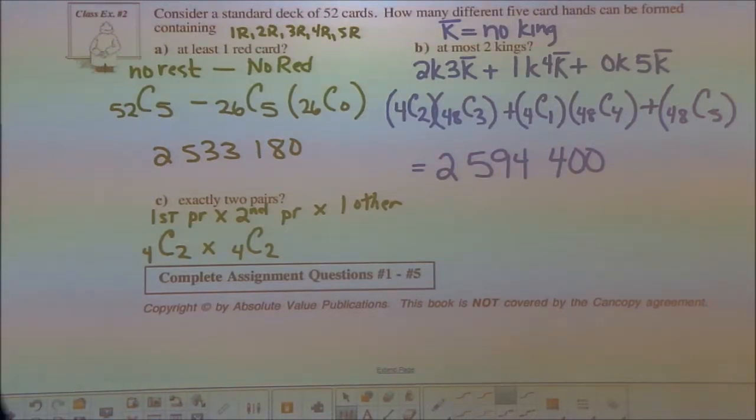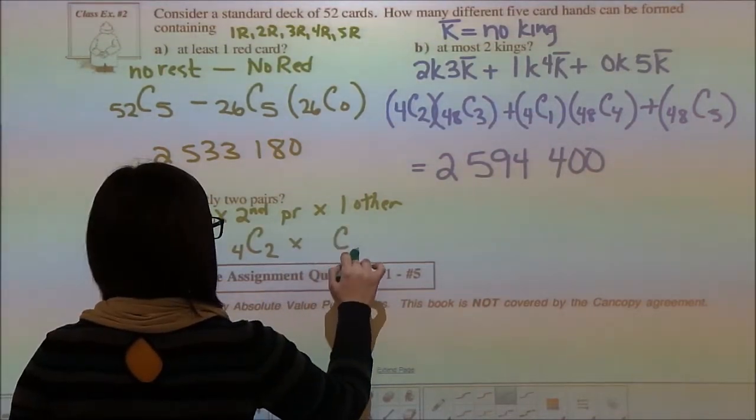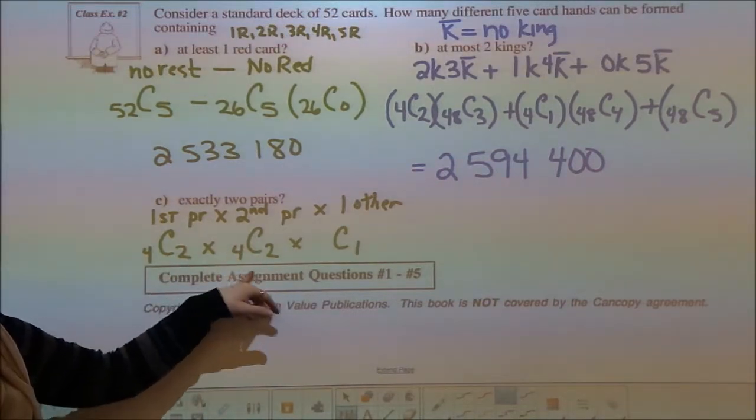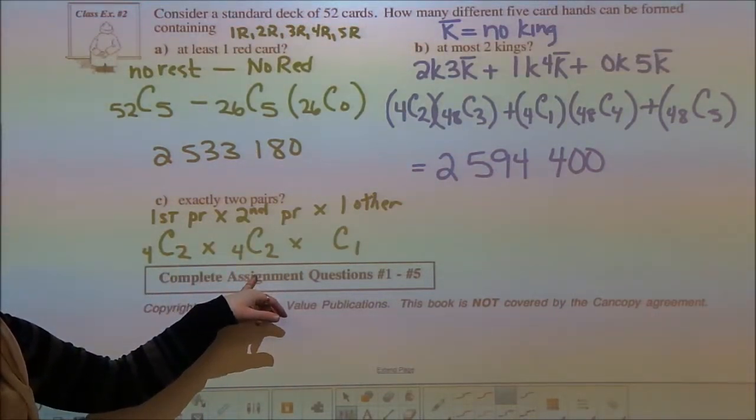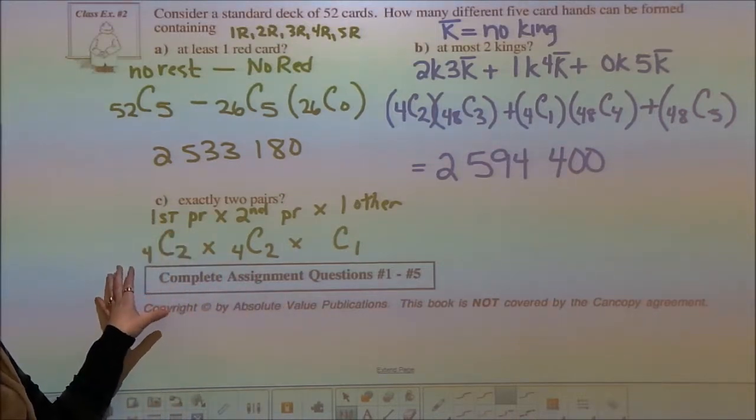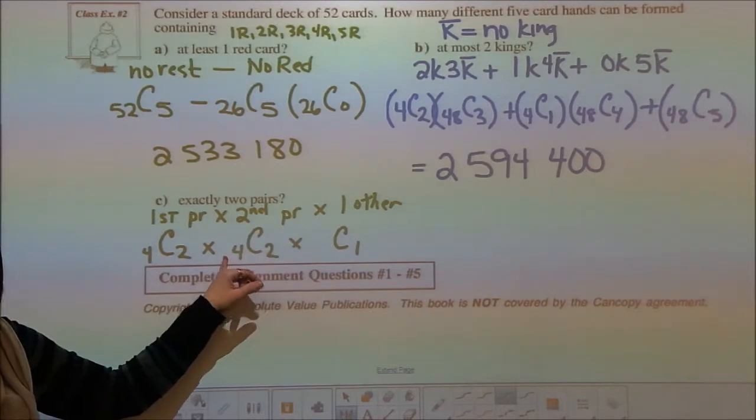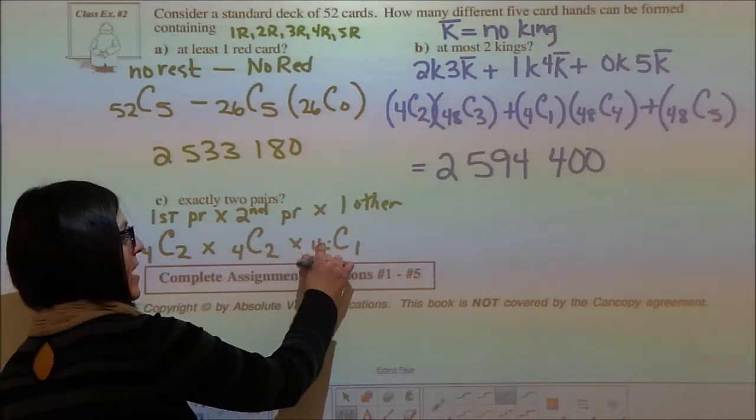And then I have my one other card out of how many? Is it 48? Not 48. Just subtract the other 4. So it'd be 44. I start off with the 52, I take out these 4, then I have to take out these 4. That leaves me with 44 for my other card.